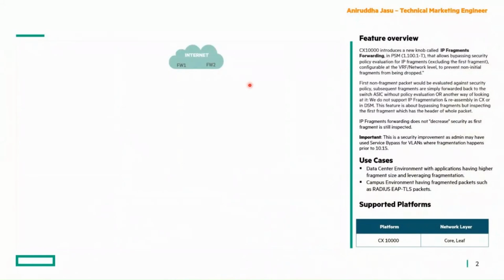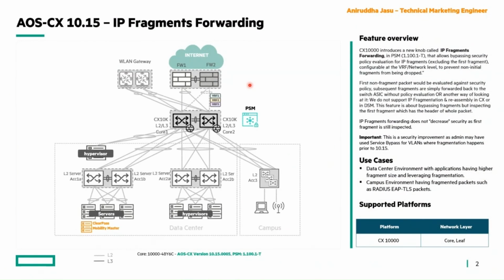All right. So I would want to highlight a very interesting feature which is introduced in CX 10.15.0005 and PSM version 1.100.1-T. I think this particular feature has been asked many times because today, without forwarding IP fragments through a DSM, all the fragmented packets are getting dropped for inspection, whether you are denying the policy or allowing the policy, doesn't matter. Today, without this feature, the IP fragmented packets hitting DSM are getting dropped.